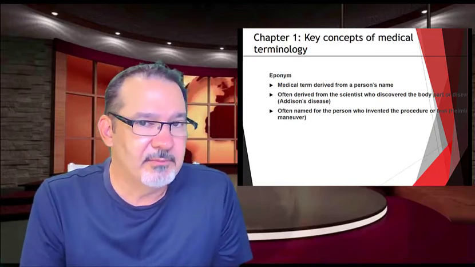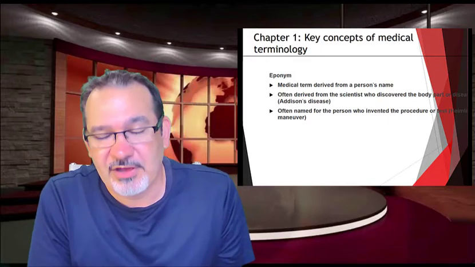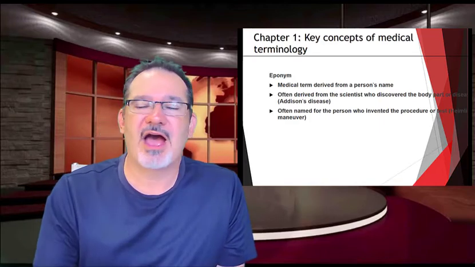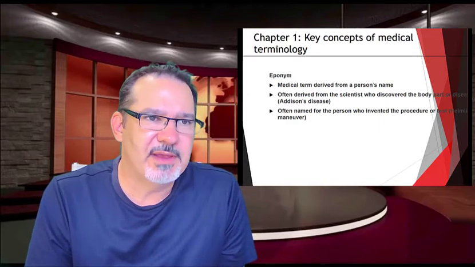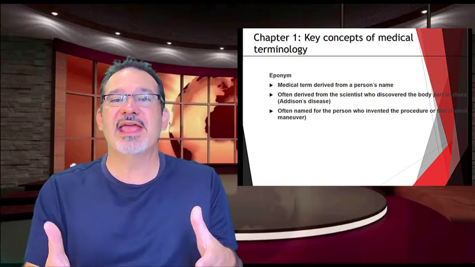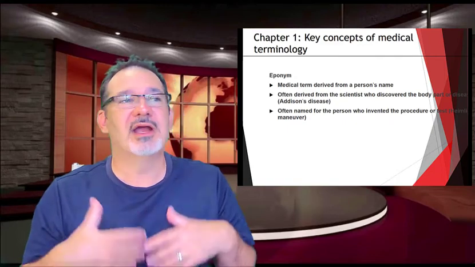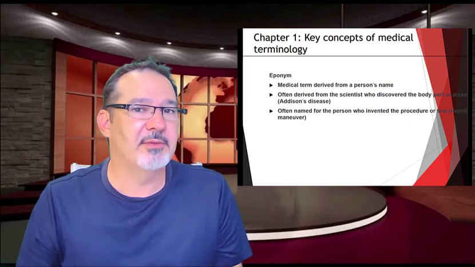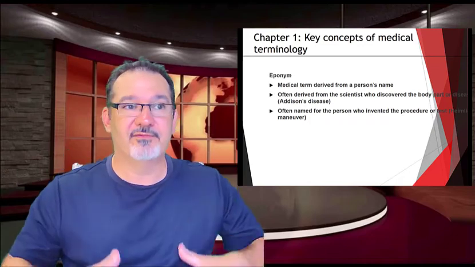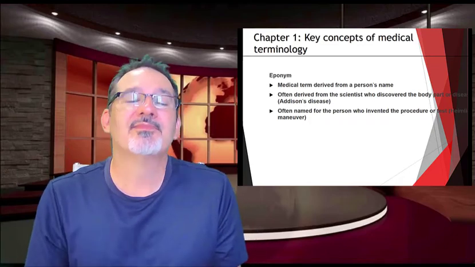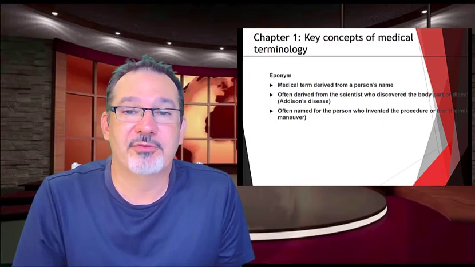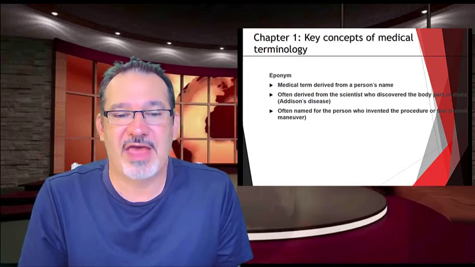An eponym, which is how I pronounce it, or eponym, which is how some people pronounce it, is a medical term derived from a person's name. Probably the most common one you'd see is Alzheimer's. Alzheimer's is a form of dementia, but it was named after a German physician who pioneered the research behind that type of dementia in the early 1900s. Because of his work, to honor him, they named that particular dementia disease process Alzheimer's disease.